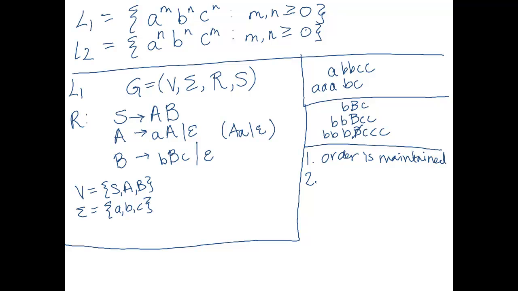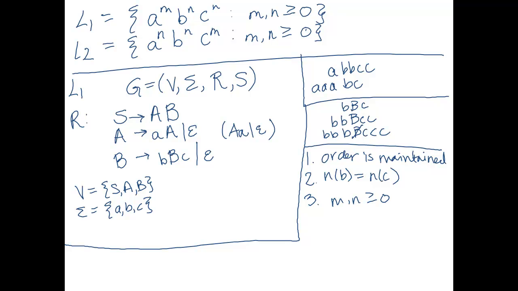The second thing we need to check is that the number of B's is always going to be equal to the number of C's. And we made this argument as we created the rule. So the rule B always makes one B for every C and one C for every B. So we have definitely created the same number of B's as C's. Okay. Also, we could check the condition that M and N are greater than or equal to 0, right?